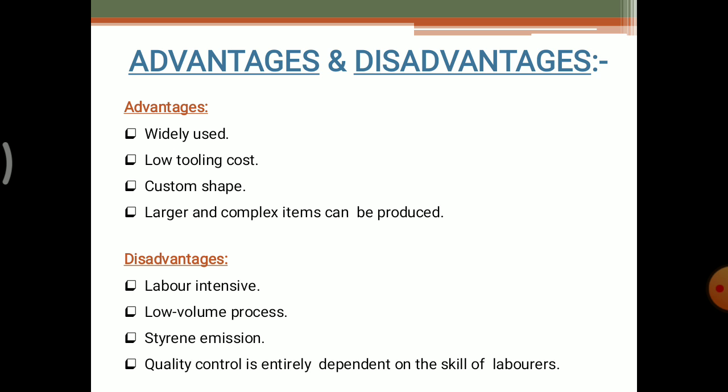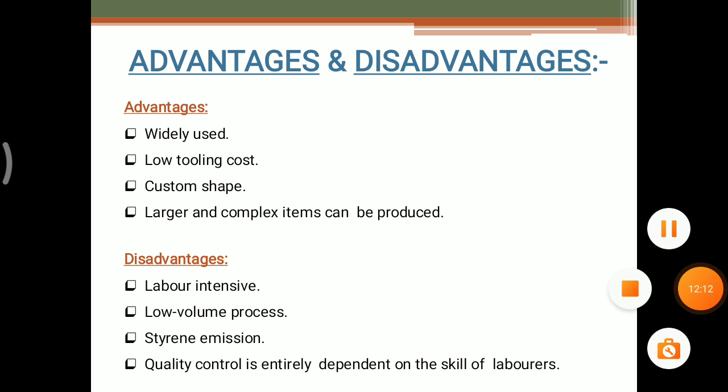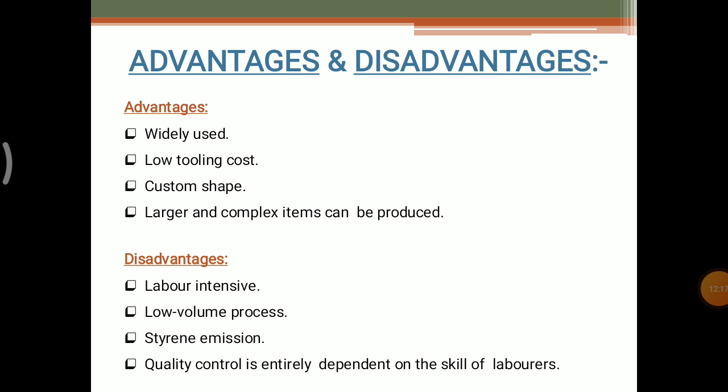Next one is low tooling cost. No extra tools are used here, only the roller and the mold are used in the process, so there is low tooling cost. The next one is custom shape. You can define your own shapes and make them in your own shapes. Next, large and complex items can be produced. Any type of product can be produced, larger as well as complex. Complex means a tough type of design, having more arcs and more intricate situations. These can also be produced in the hand layup process. So these are the advantages.